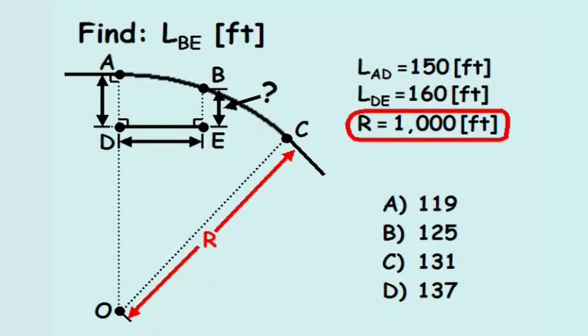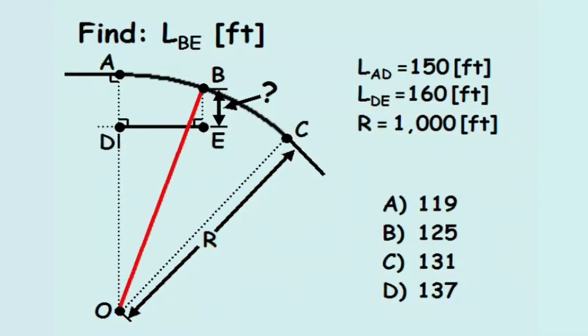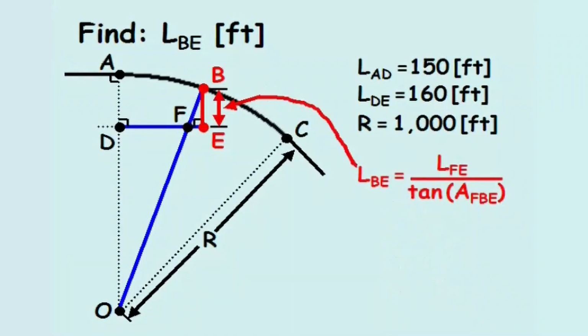To solve this problem, we'll first draw a line from point O to point B. We'll create a point F where this line crosses the line segment DE. To solve for the length of line segment BE, we'll solve for triangle FEB, where the length of line segment BE equals the length of line segment FE divided by the tangent of angle FBE.